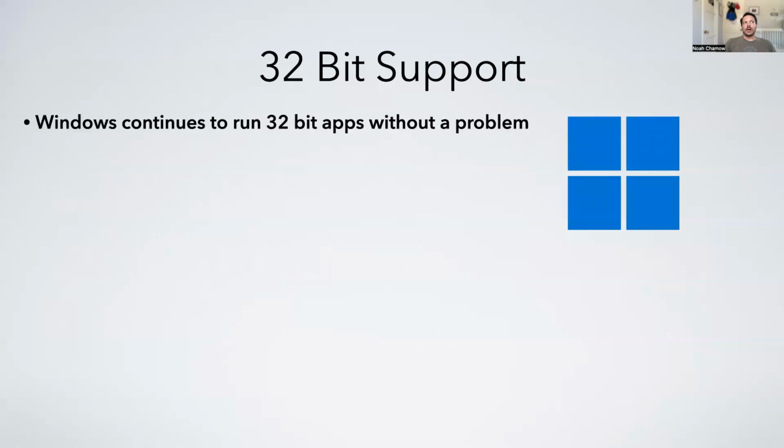So what about 32-bit on Windows? On Windows, the operating system continues to run 32-bit apps without a problem. The reason for that is that Microsoft has chosen to handle the situation very differently from Apple. Apple, in making the switch to Apple Silicon, is actually switching from the x86 architecture of Intel to the ARM architecture of their Apple Silicon chips.